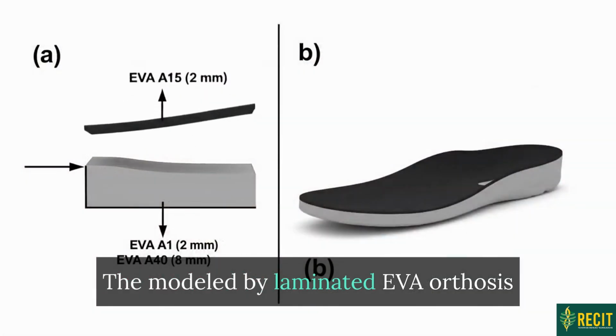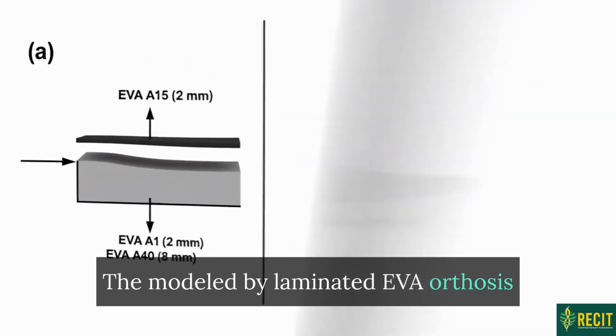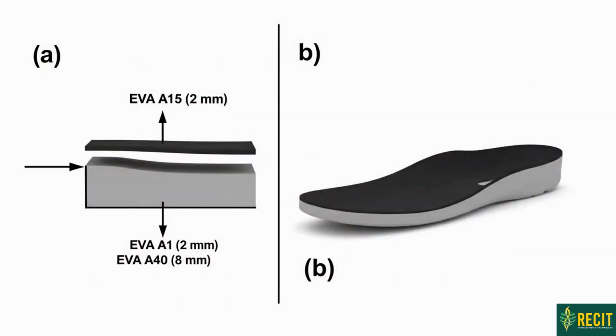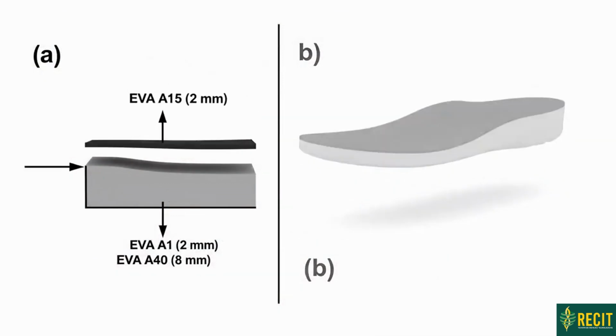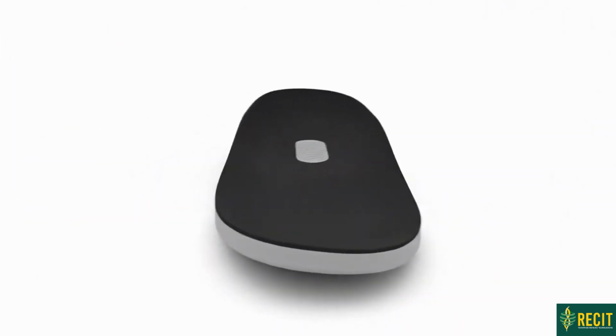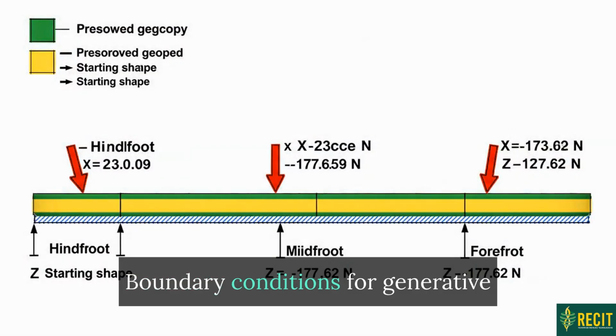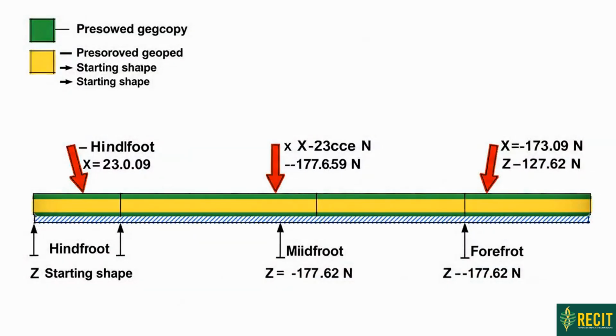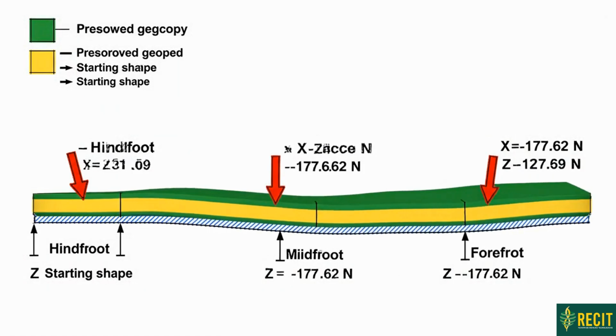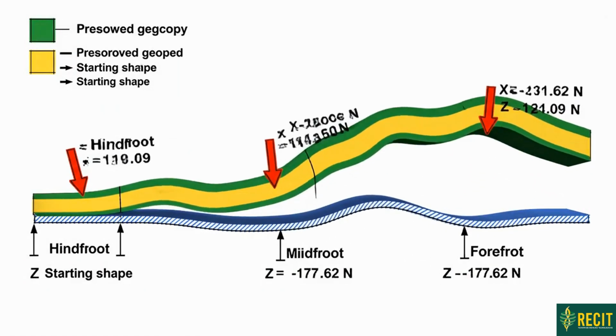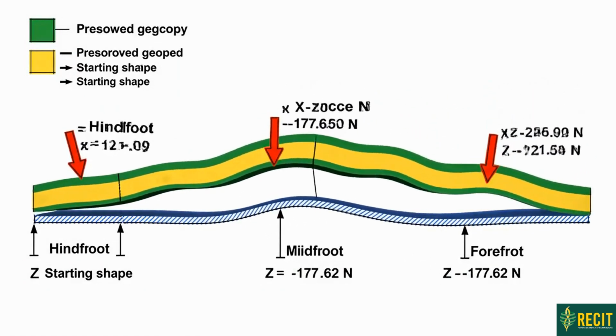The modeled bilaminated EVA orthosis, composed of A40 and A15 layers, is shown. This is the traditional geometry used as a reference for the comparative structural analysis. Boundary conditions for generative design. Distributed loads were defined and movement was restricted, including shear forces in the key support areas.